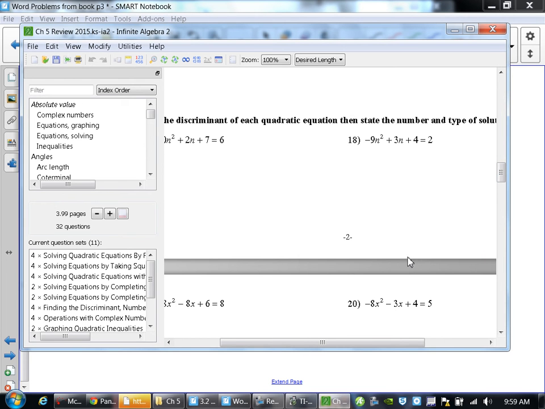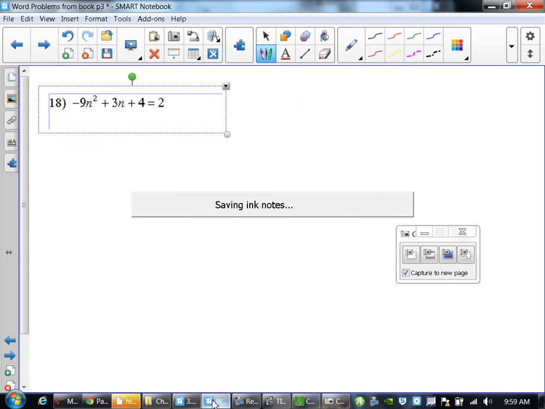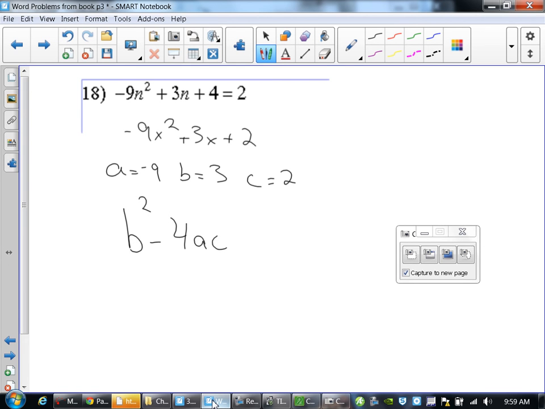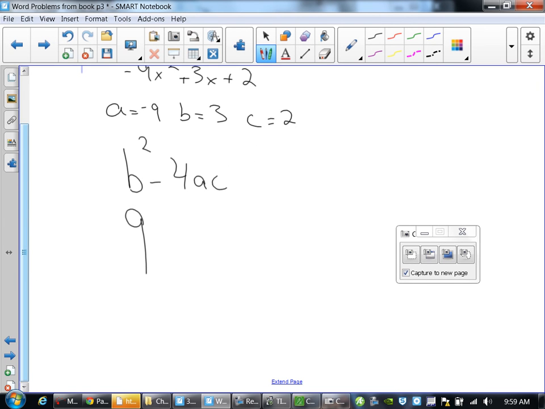Find the discriminant and state the type. So move everything to one side and pull out your A, B, and C. So we have negative 9x squared plus 3x plus 2. So A is negative 9, B is 3, C is 2. The discriminant is b squared minus 4ac. So I get 9 minus 4 times negative 9 times 2. Well, that becomes 9 plus 72.